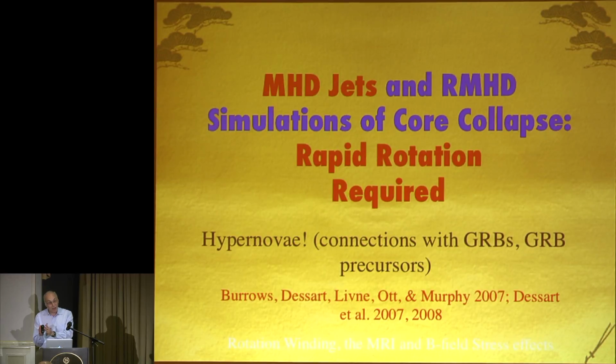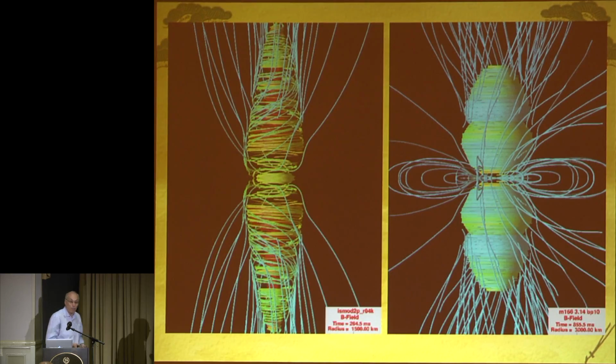The GRB would be collimated, has to be relativistic, but a precursor could be an energetic subrelativistic jet. And it's really hard to suppress those in the 2 or 3 seconds where you're waiting to form a black hole. So people should keep that in mind. In fact, something like this might precede a gamma ray burst.